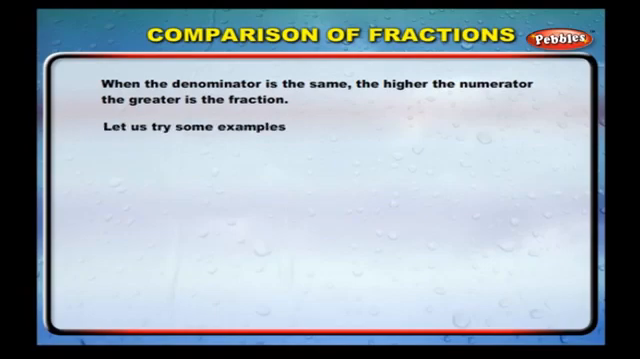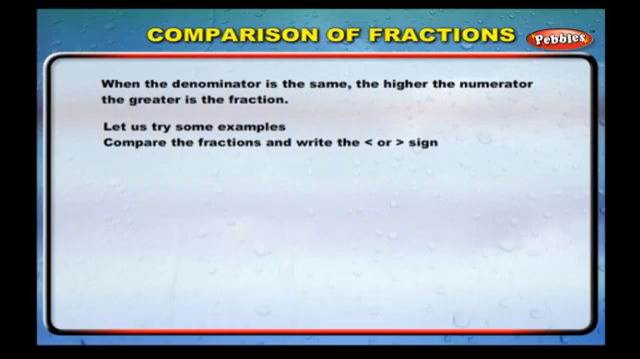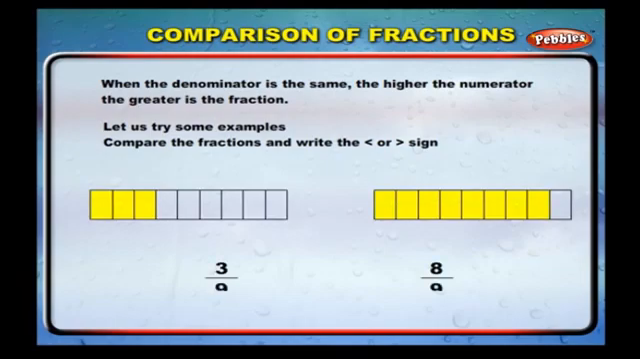Let us try some examples. Compare the fractions and write the smaller than or greater than sign. The given fractions are 3 by 9 and 8 by 9. The denominators are the same. So, compare the numerators. 8 is greater than 3. So, 3 by 9 is smaller than 8 by 9.